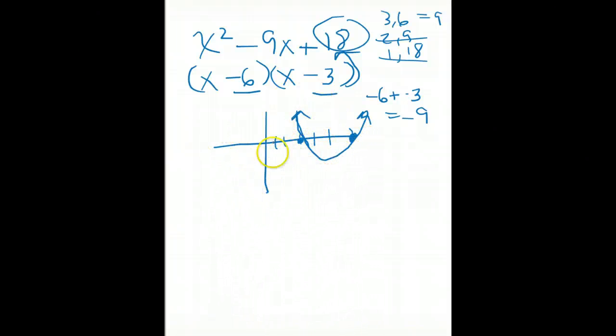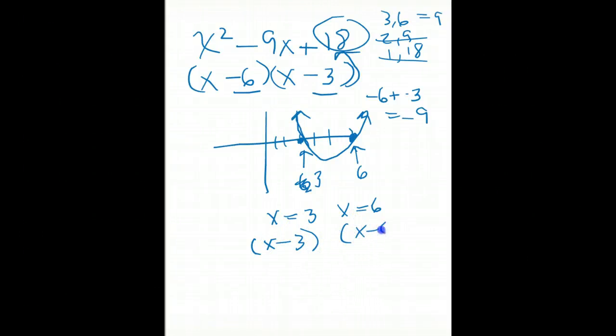So really, if you're horrible at factoring, you could graph it first. If this were 3 and this were 6, you've got to be able to go back the other direction. So if x equals 3 and x equals 6, then x minus 3 must be a factor, and x minus 6 must be a factor. So you can go backwards. You could actually use graphing for factoring if you're really that bad at it.